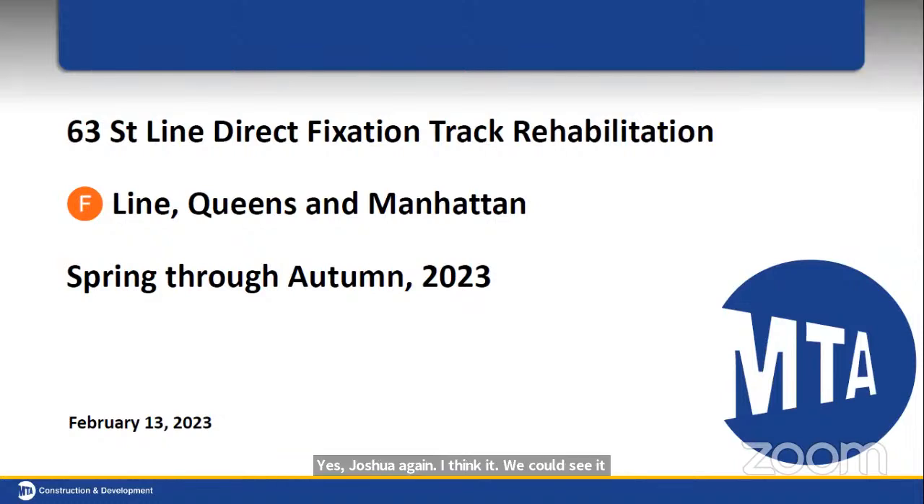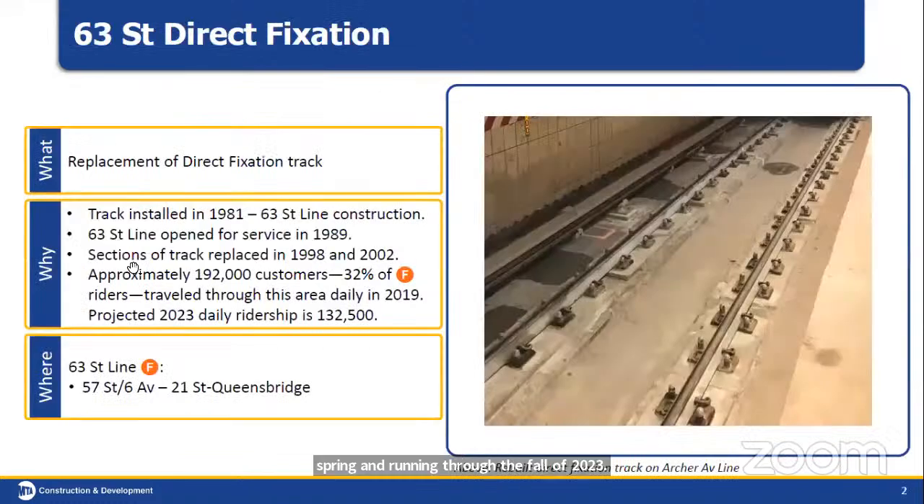So we're here tonight to discuss the 63rd Street Line Direct Fixation Track Rehabilitation Project, try saying that 3 times fast, which will be starting up this spring and running through the fall of 2023. Basically, what we are doing is replacing direct fixation track. This is track that was installed in 1981 during the 63rd Street Line construction and opened for service in 1989. We replaced sections of the track in 1998 and 2002.